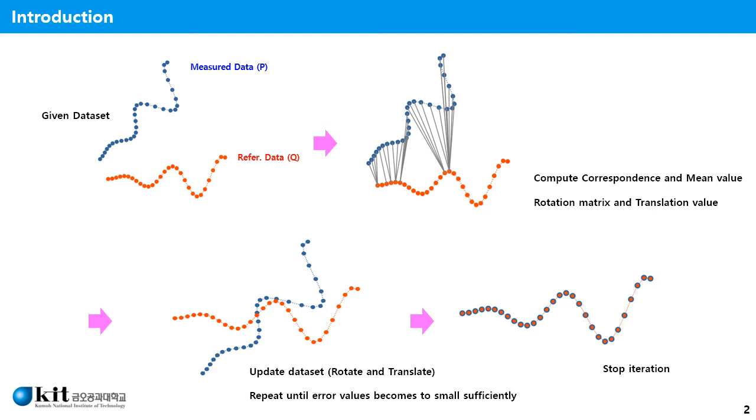From this computation, we can know how much the pose differs between data P and Q. Pose means the angle and distance between the two data. And we can know some values which can reach the reference data. After computing the values, we update the measured data using those values, and then check the error between data P and Q. If the error is larger than the expected accuracy value, repeat the previous step until the error becomes small enough.